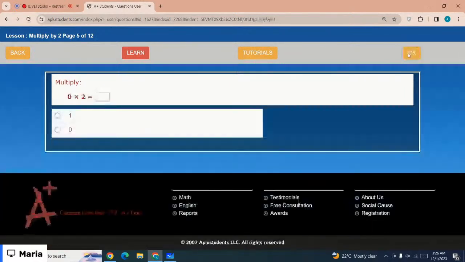0 times 2 equal, yes, 0 times 2 equal to, the correct option is 0 times 2 equal 2. Okay, then what is this?